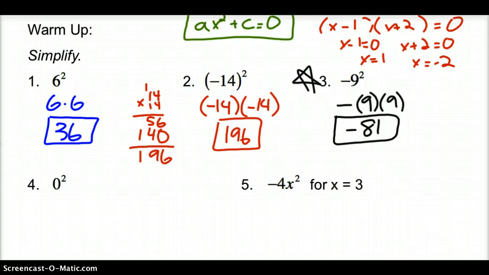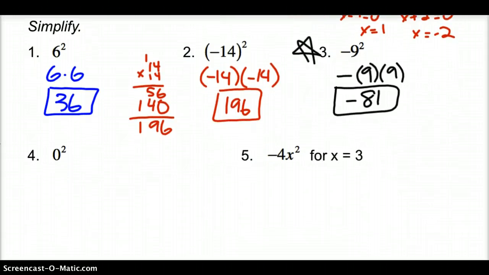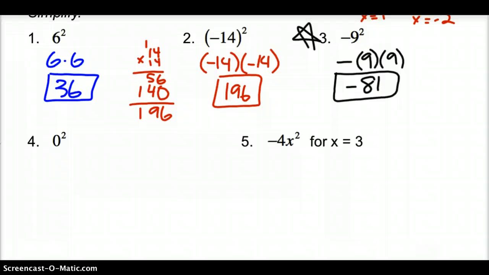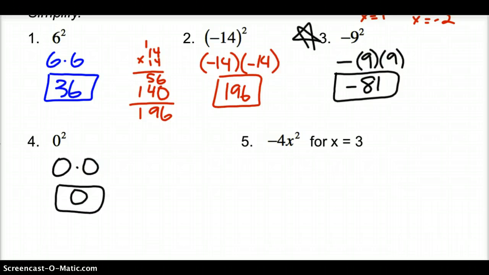Let's take a look at a couple more here before we get going with our lesson. This next example, we have 0 squared. This one should be pretty easy. It's just 0 times 0, and that's just going to give us a 0.